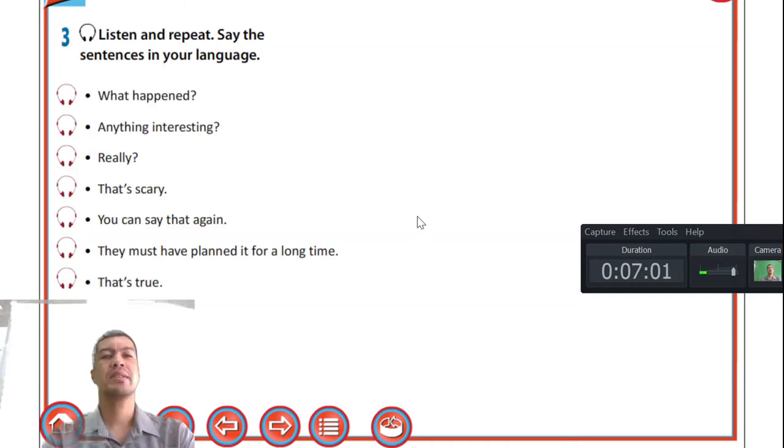Listen and repeat, say these sentences in your language. Now we have a couple of sentences that you obviously cannot say in your language and practice because we are not in the classroom environment. Let's look at some of the words. What happened? Anything interesting? Really? That's scary. You can say that again. They must have planned it for a long time, and that's true.